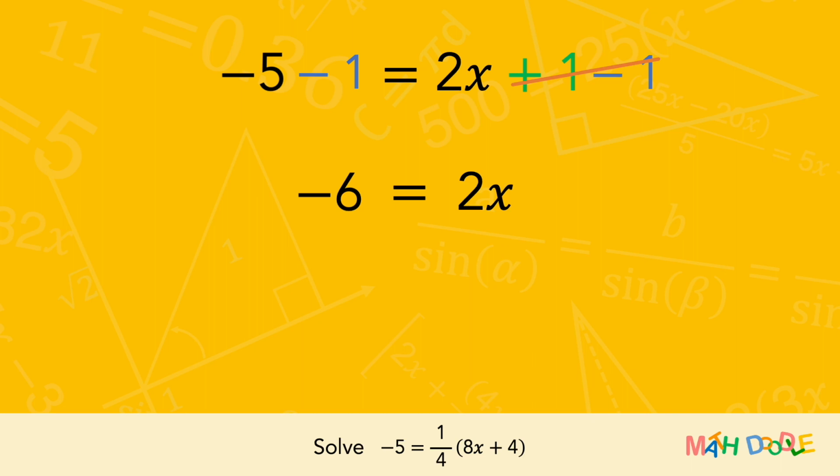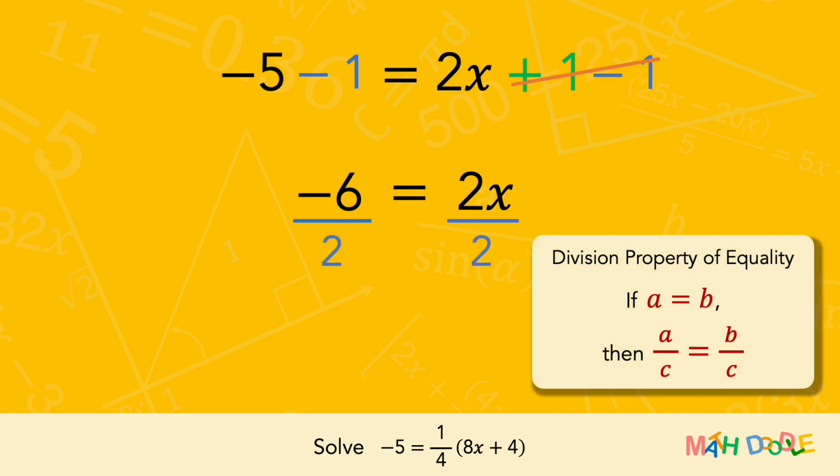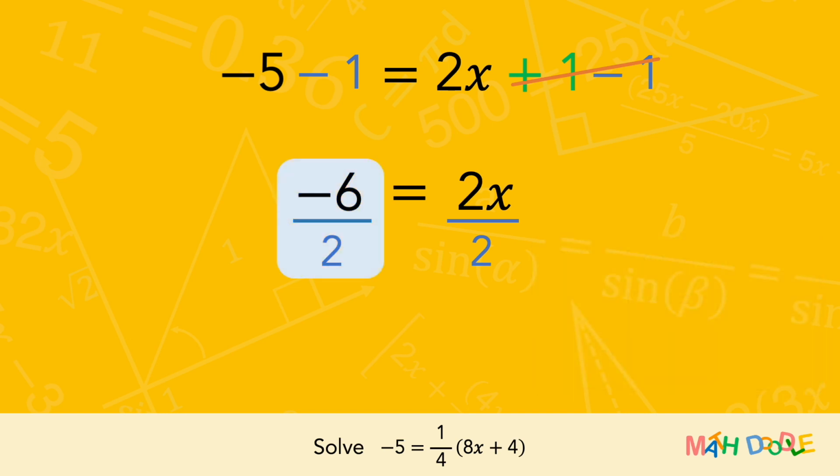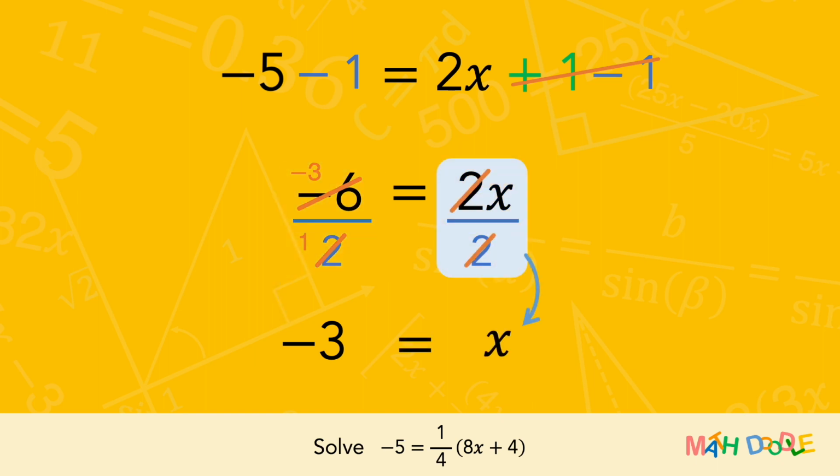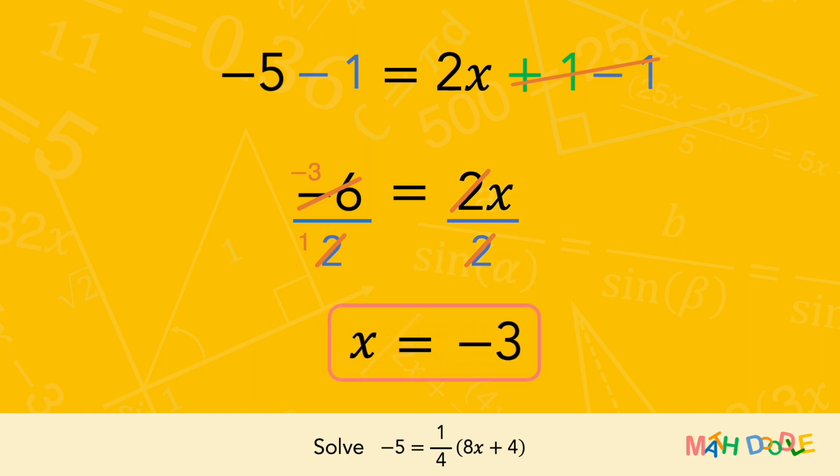Now, to solve the equation, we are going to eliminate 2 in front of x. To do this, let's divide both sides of the equation by 2. After dividing them by 2, the left side of the equation is simplified to -3. Then, the right side of the equation is simplified to x. And let's switch the two sides of the equation. So, the answer is x equals -3.